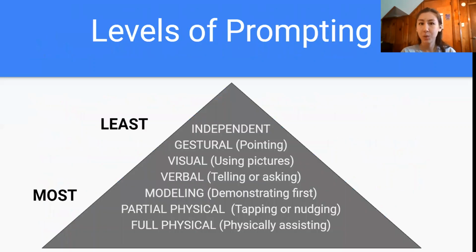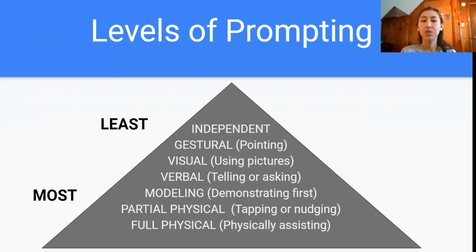So going back to L, the level of prompting, this is a breakdown of all the prompts that we're really going to be using. Starting at the top of the pyramid is our lightest type of prompting. At the very top is independent, which is our goal, which means hands off. You're not saying anything, you're not doing anything. Your student is able to complete a task from start to finish by themselves. As we go down our pyramid, the intensity of the prompting becomes a little stronger.